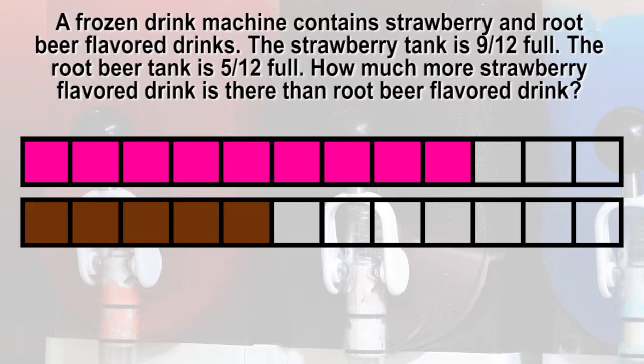Let's try a bar drawing to represent the problem. 2 bars are partitioned into 12 sections. In the first bar, 9 of the sections are colored pink to represent that the strawberry tank is 9/12 full. On the second bar, 5 of the 12 sections are colored brown to represent the root beer bar. Since the bars are side by side, it is easy to see that there is a difference between them of 4 sections, which is 4/12 of a tank.